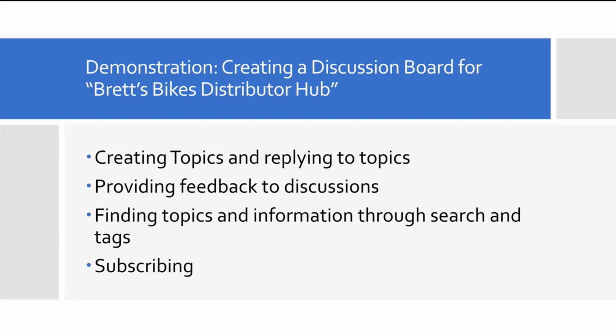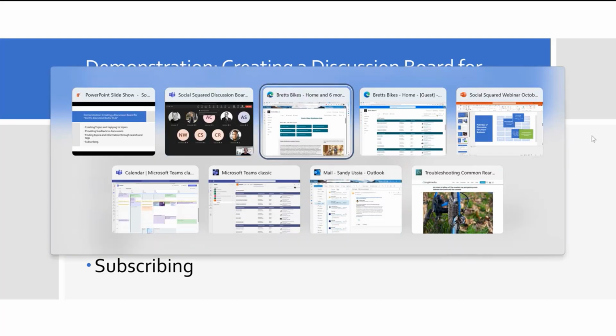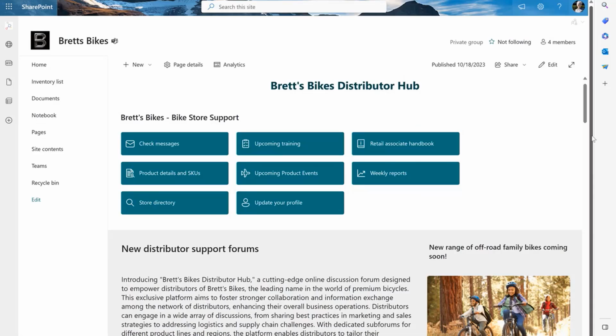I can find topics, so something that I am looking to find out if somebody has already talked about using the social squared search and tags, and I can subscribe to topics and forums if I want to make sure that I get notified anytime somebody's asking about things like that. So I'm going to go ahead and display my Bread Spike's Distributor Hub here.